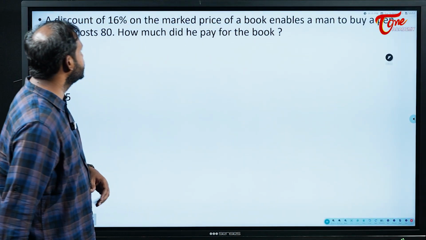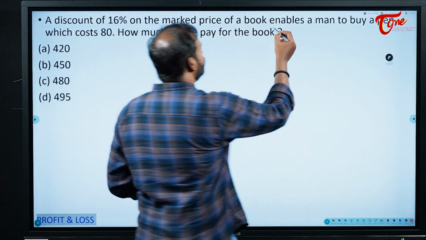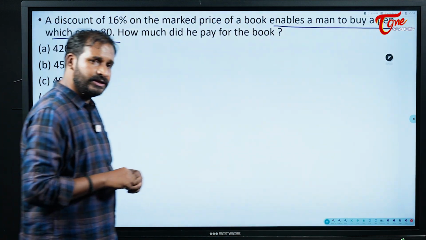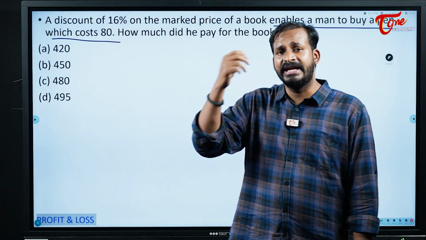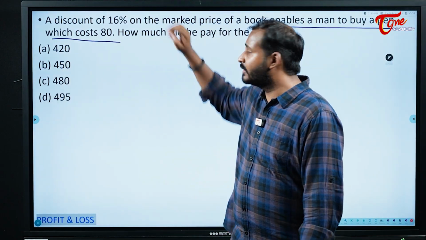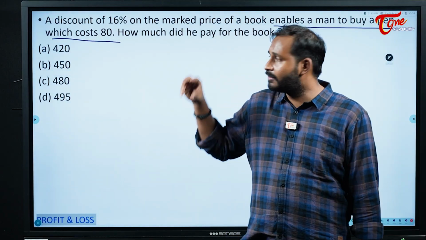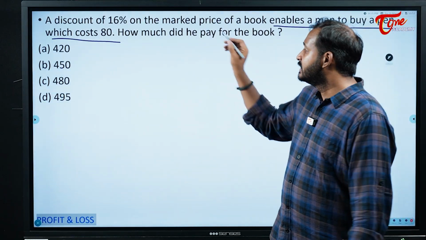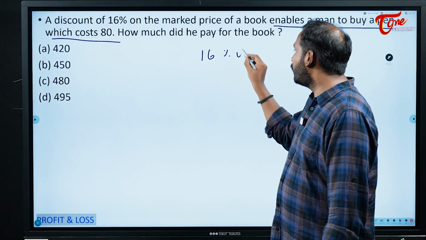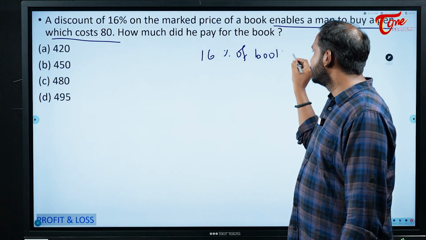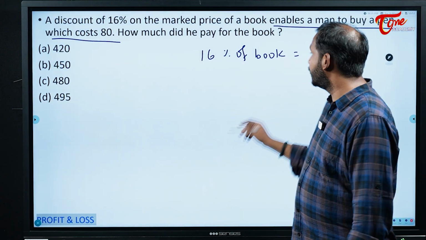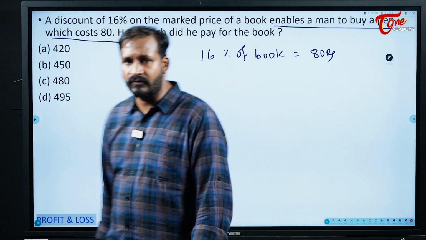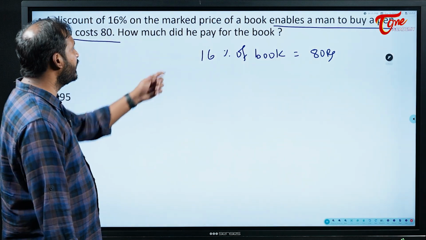Next one: a discount of 16% on the market price of a book enables a man to buy a pen of cost 80 rupees. Now see here, how can he buy the additional pen? By the amount which he saved on the book, right? With that only he can buy the pen, whose cost is 80 rupees. That means 16% of the book price which is marked on the book will be equal to what? 80 rupees.